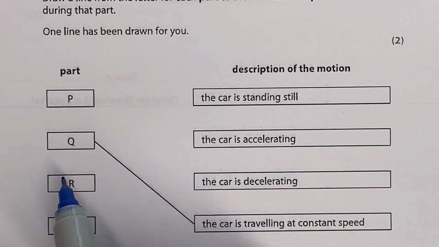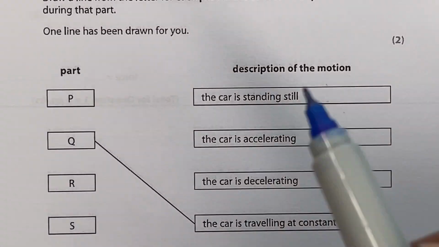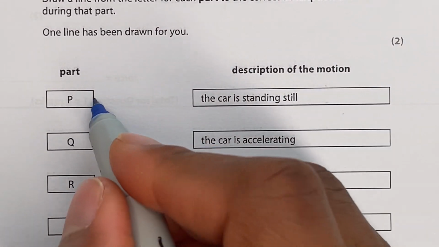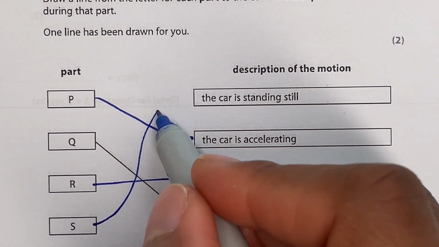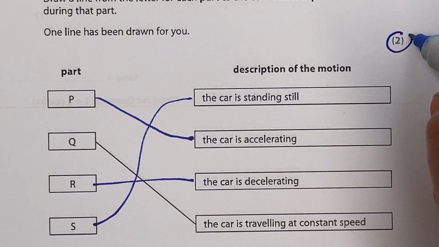Let's go back to the question. So Q, like I said, the car is traveling at constant speed. P, the car is accelerating. R, the car is decelerating. S, the car is standing still. So that gives me my 2 marks.